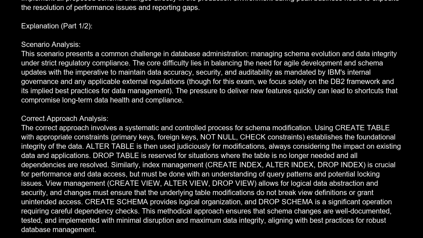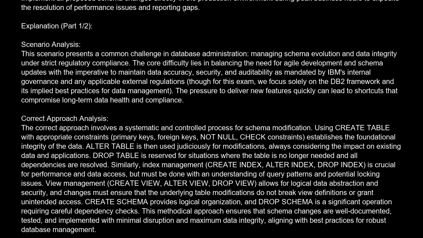Correct approach analysis. The correct approach involves a systematic and controlled process for schema modification. Using create table with appropriate constraints, primary keys, foreign keys, not null, check constraints, establishes the foundational integrity of the data. Alter table is then used judiciously for modifications, always considering the impact on existing data and applications. Drop table is reserved for situations where the table is no longer needed and all dependencies are resolved. Similarly, index management, create index, alter index.